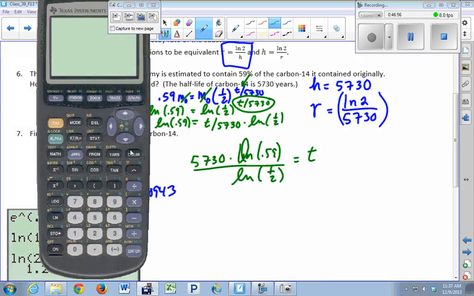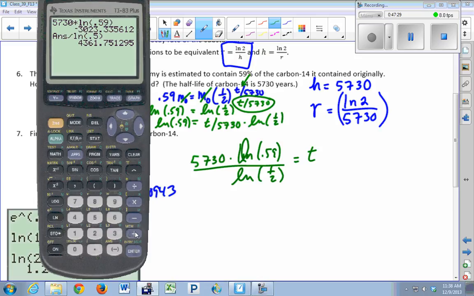Let me clear this out. So we have 5730 times the natural log of 0.59. And that whole thing, I better put this all in parentheses, so I'm going to get the answer and then divide it. Second answer divided by natural log of 1/2, which will also be negative, because between 0 and 1, your natural log function is below the x-axis, so you don't have to worry because you got a negative there.